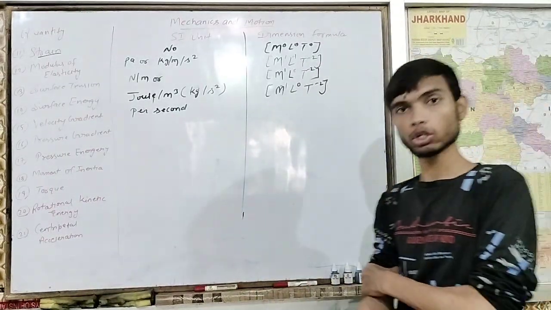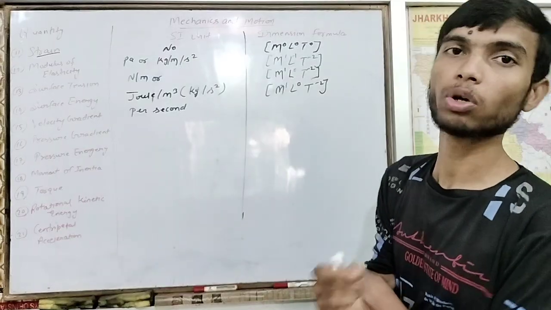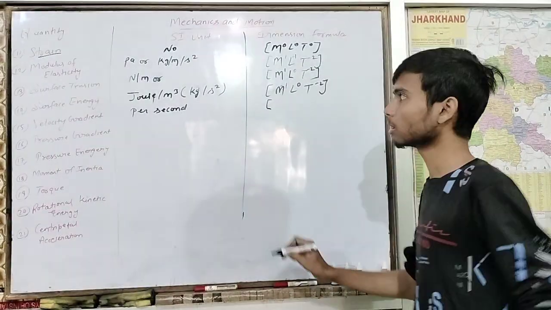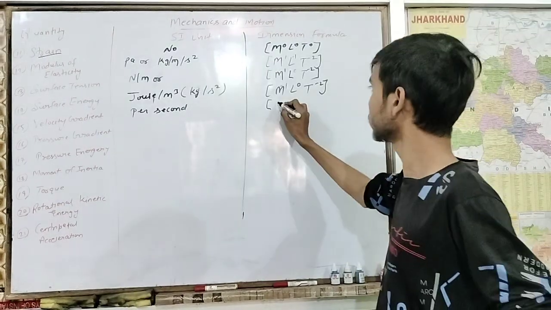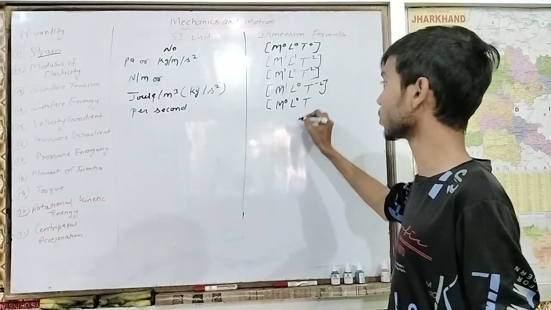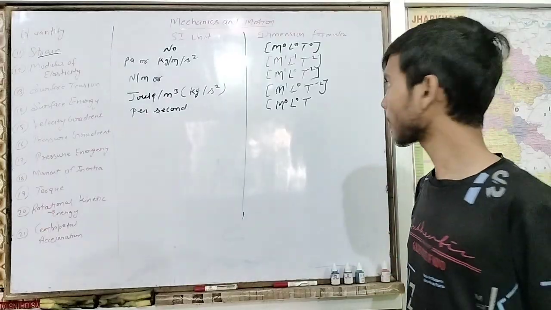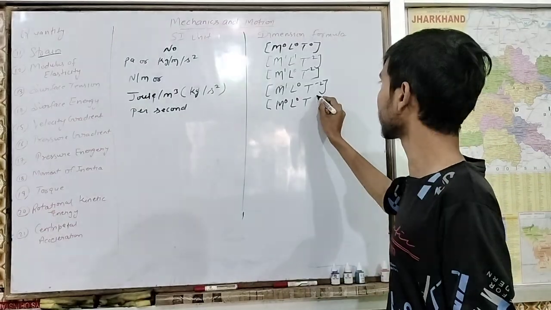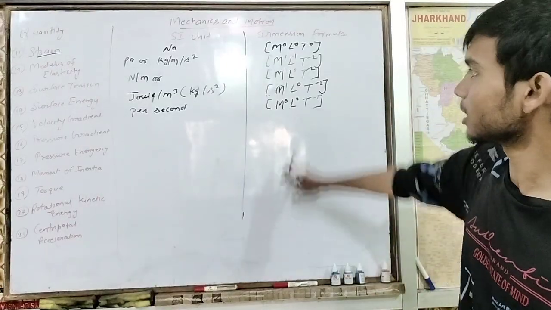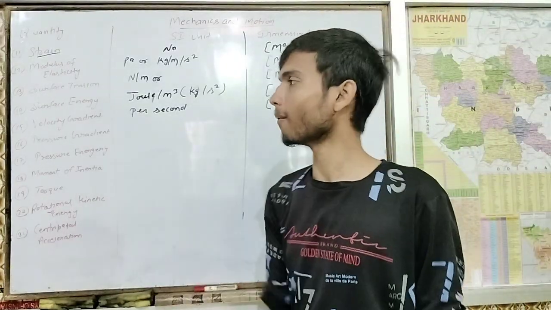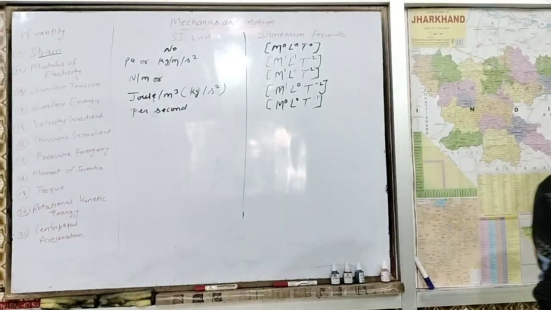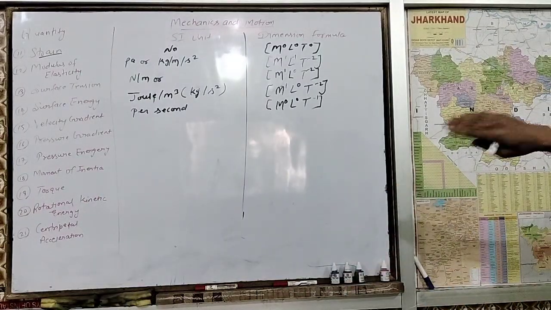For the denominator, what should we do? You know. Here, M is 0, L is also 0, but T is not 0. T is a minus 1. Clear? Minus 1. This is the dimension formula for velocity gradient. Here, second is a per, so the exponent is minus 1.